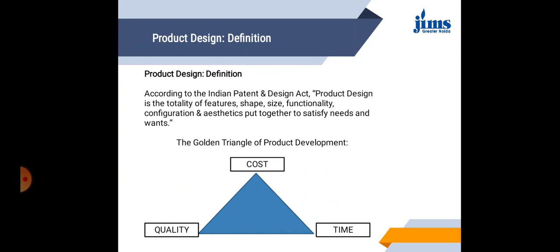The second element is quality. Quality refers to the quality standards that the ingredients or the configuration of the product will have. So a product design should aim to have quality standards which are already predetermined by the company. And the third element is time. It refers to the time of production and timely delivery of the product that is needed in the market.